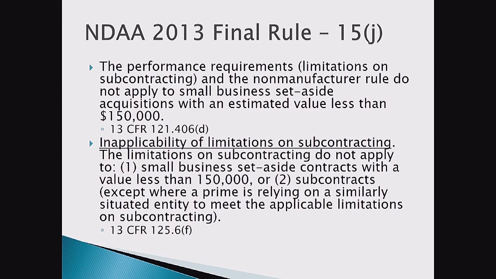We also clarified in this rule that's final that the limitations on subcontracting and the non-manufacturer rule do not apply to small business set-asides below $150,000. I think the idea, and this goes back, this is really how it was written before the NDAA of 2013, and it certainly is after. I think the idea is these are simplified acquisitions that are reserved for small business, and we don't need to worry about, for these small purchases, limitations on subcontracting or getting waivers.